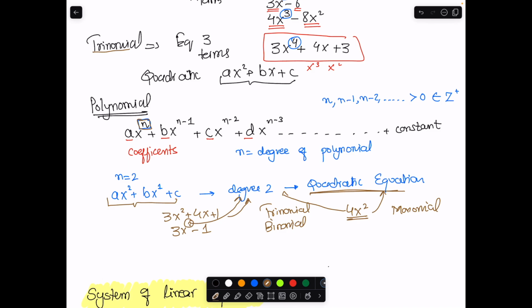So this is what we understand by the term polynomials. And whenever you have, let's say, 3x squared plus 4x minus 3x minus 2, this you don't need to categorize as a polynomial, because this is not a polynomial.